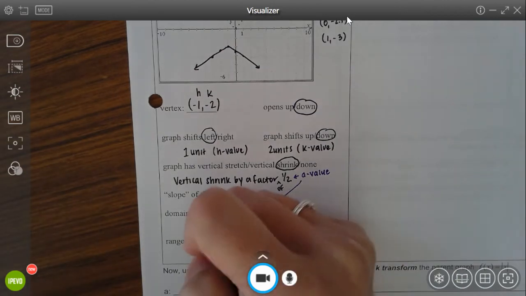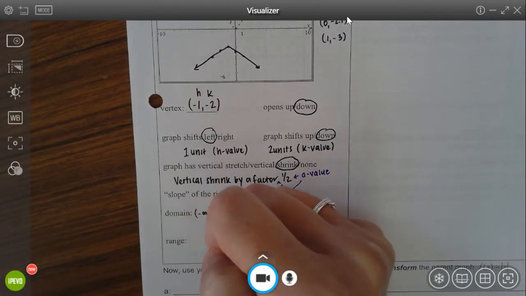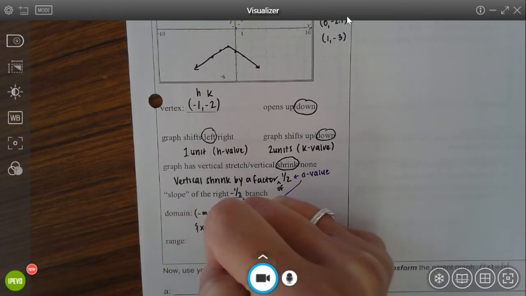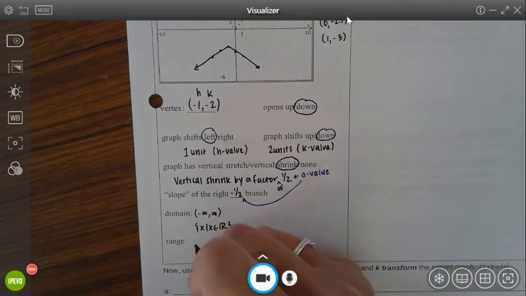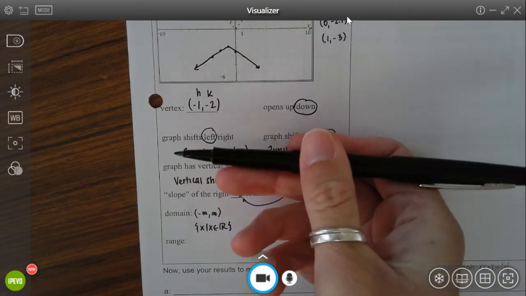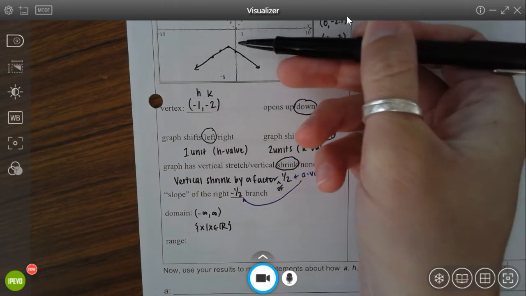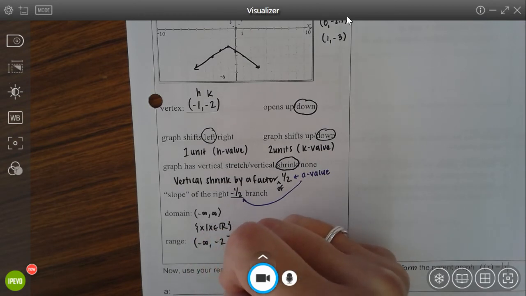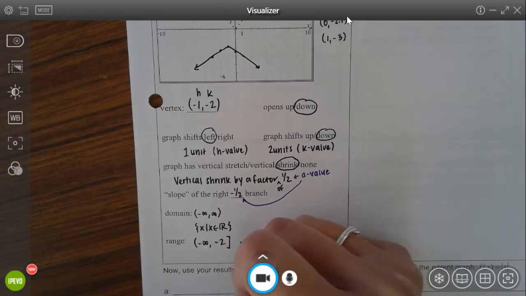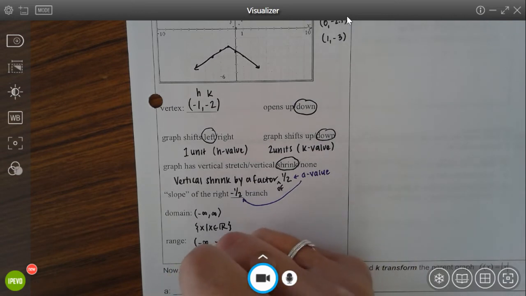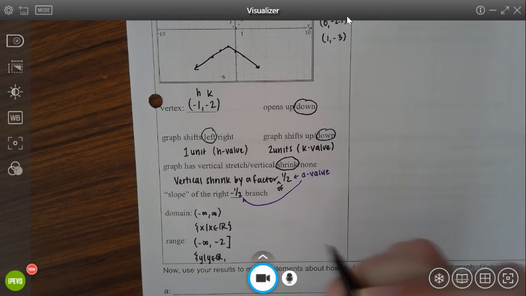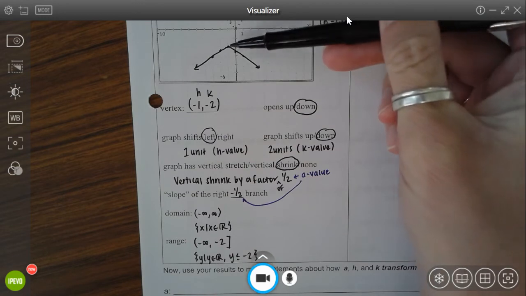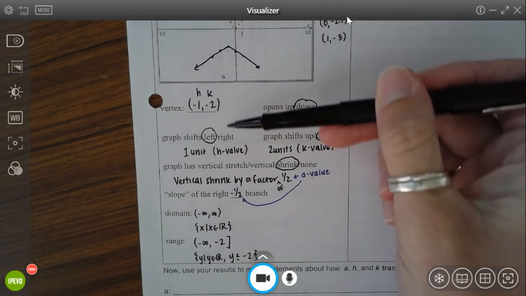And then our domain here is all real numbers, so negative infinity to positive infinity with the interval notation, or in set notation, that is just x such that x is an element of real numbers. Our range, we're pointing downwards, so our range is actually starting from negative infinity and we're going up to -2. So our range, negative infinity, comma, -2, then -2 is included. So I'm going to use a bracket. Or in set notation, that would be y such that y is an element of the reals. And we're saying that y is less than or equal to -2.